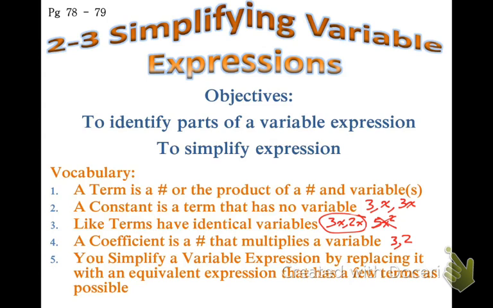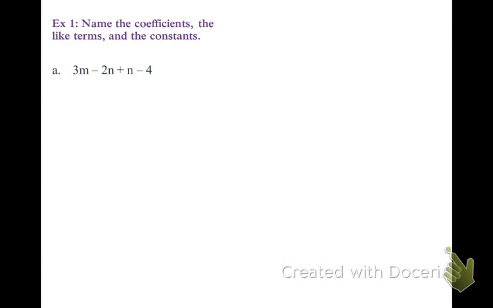And you simplify a variable expression by replacing it with an equivalent expression that has as few terms as possible. So you're going to combine like terms and put them together. That's what they're asking for. We have not gotten to the point where we find out what the variable is yet. That's later on when we have an equal sign.